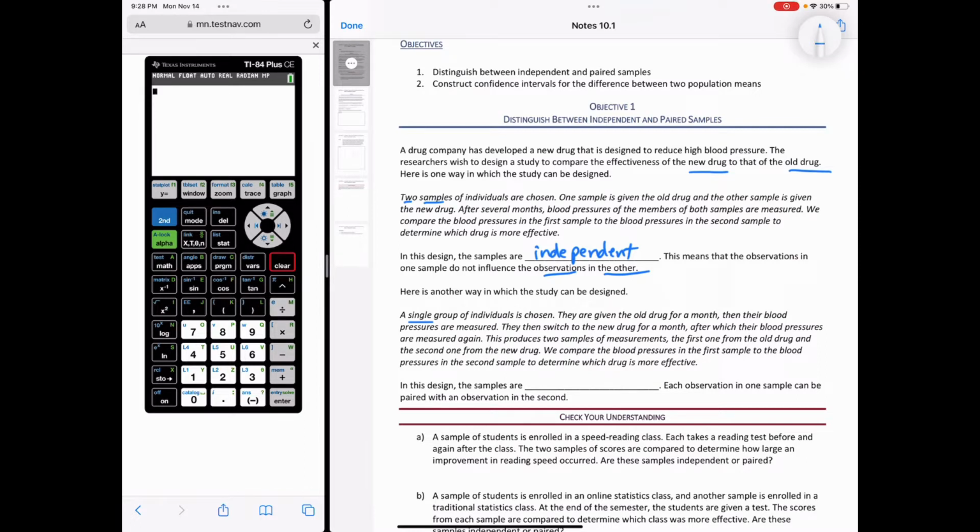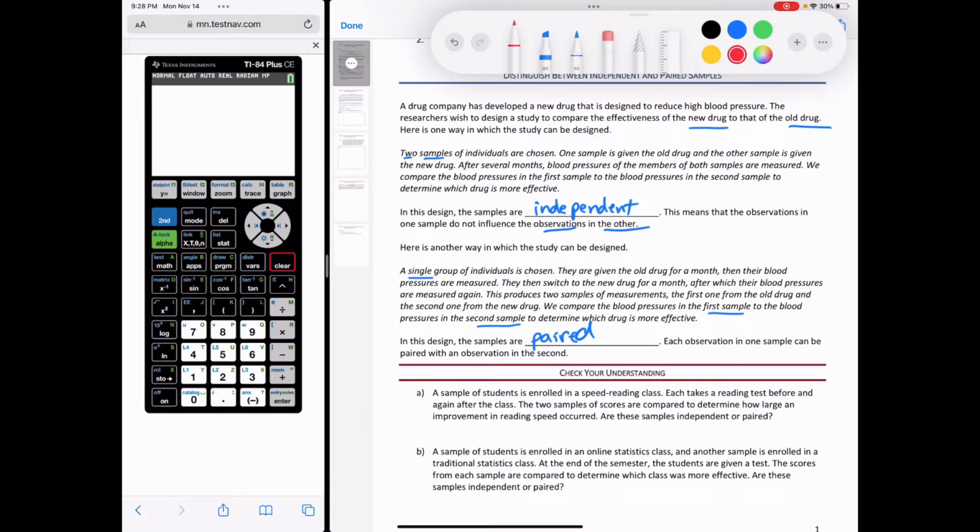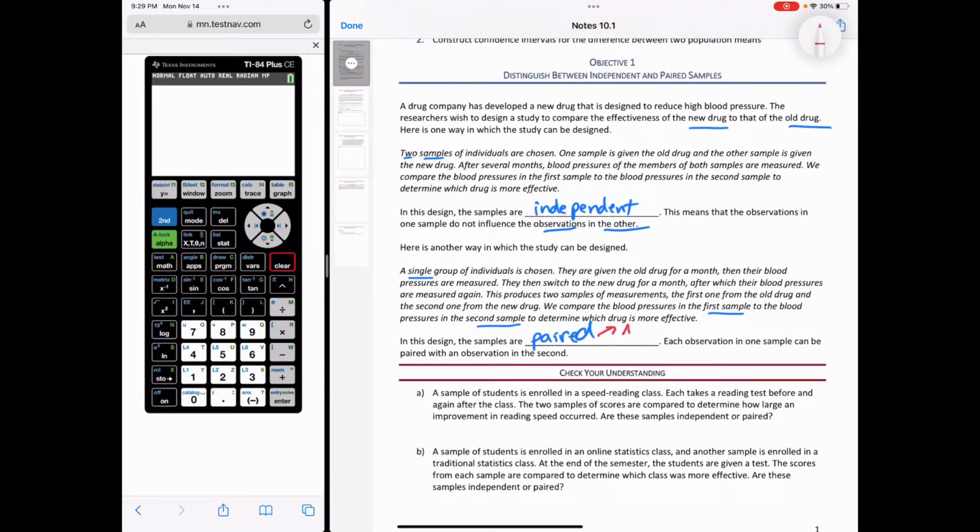This produces two samples of measurements, the first one from the old drug and the second one from the new drug. We compare the blood pressures in the first sample to the blood pressures in the second to determine which drug is more effective. In this design, the samples are paired. Each observation in one sample can be paired with an observation in the second. And if they're paired, they are not independent.